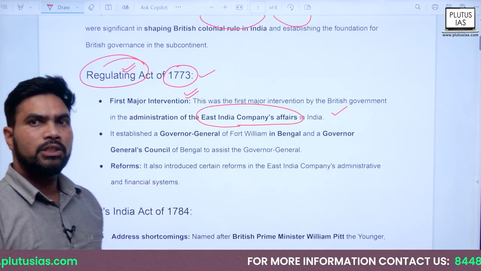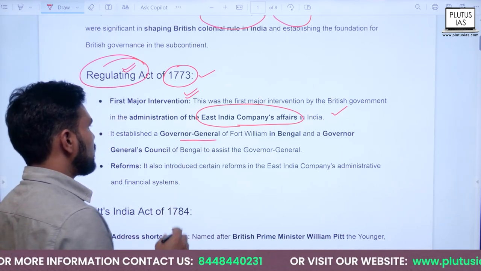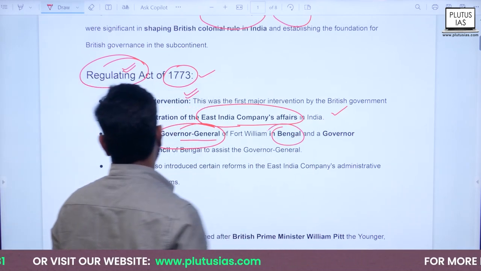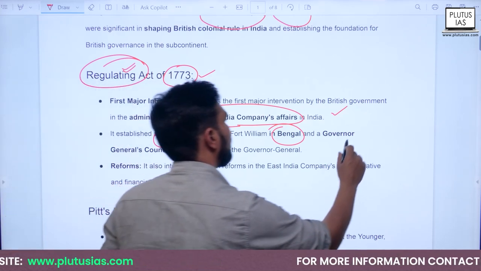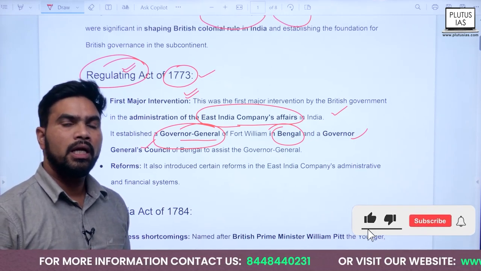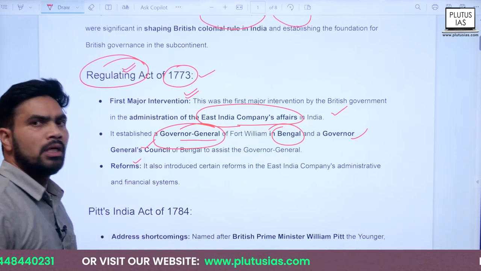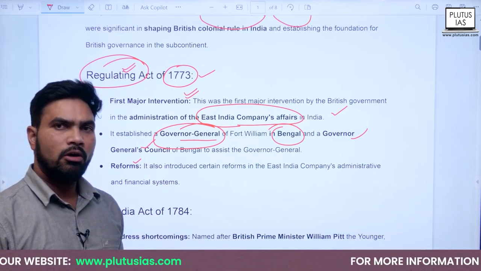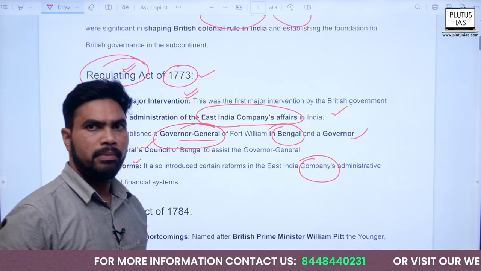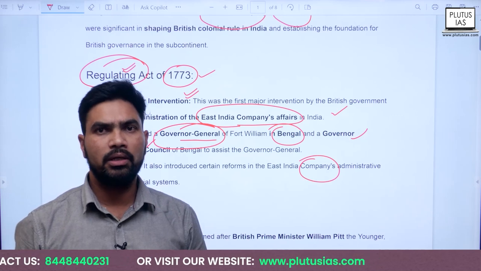The major change brought by this act is that the Governor of Bengal was made Governor General of Bengal. Also, the Governor General's Council was formed to assist the Governor General in the administration of the company. Some economic and political reforms were introduced through this act. Basically, corruption was very rampant in the East India Company, and to address that, some economic and political reforms were brought.